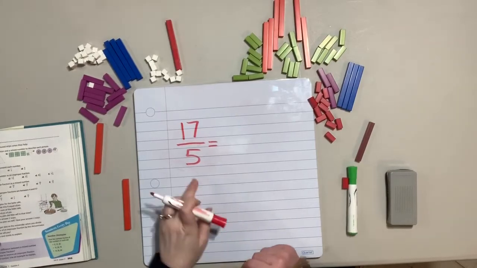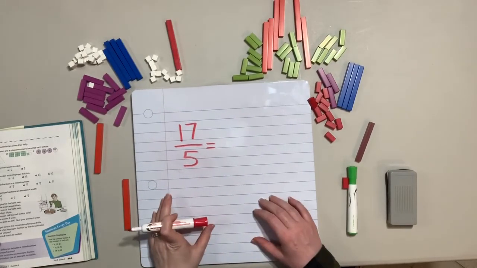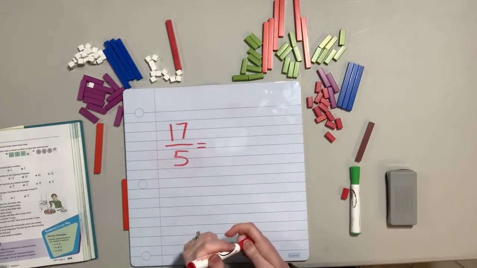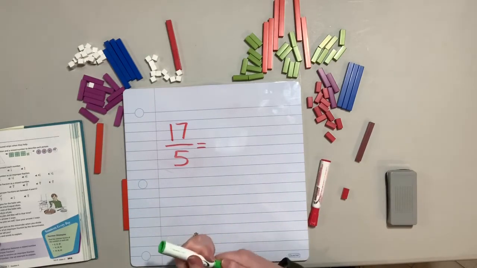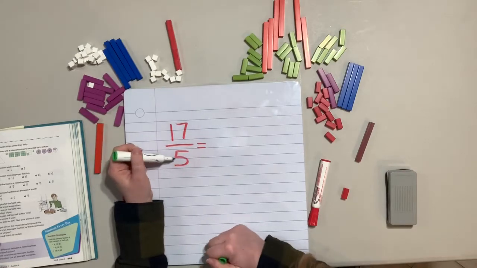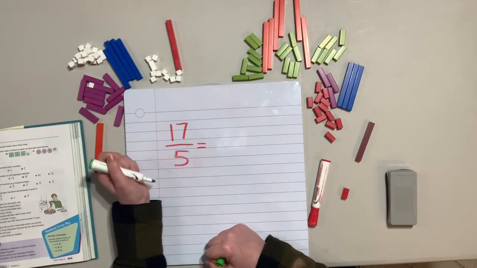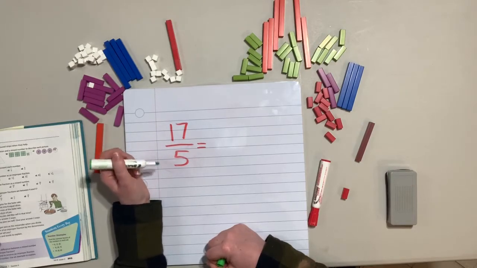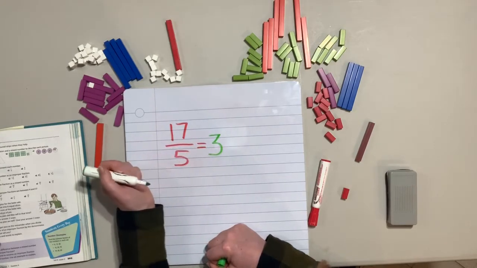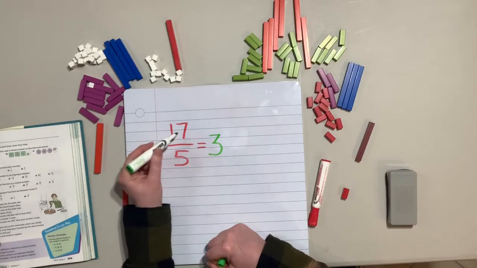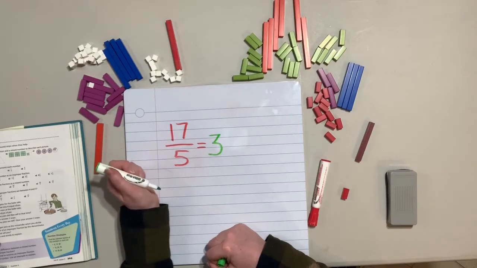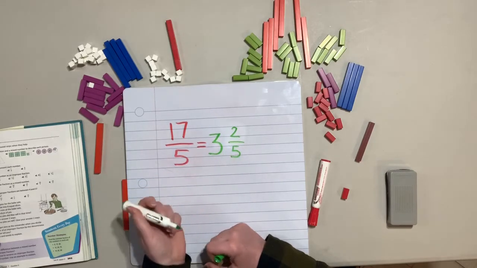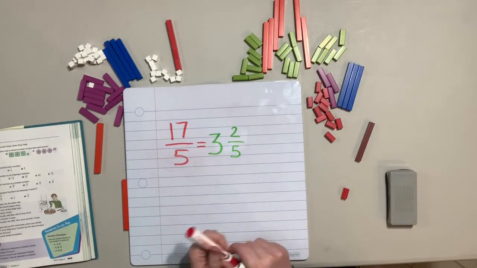So how do we go from an improper fraction to a mixed number if we don't use any of the rods? There is a way to do it pretty simply. Basically, you say, how many times does 5 fit into 17? You're dividing 17 by 5. So 5 fits into 17 3 times. That's our whole number. But then there would still be 2 fifths left over. So 2 fifths.